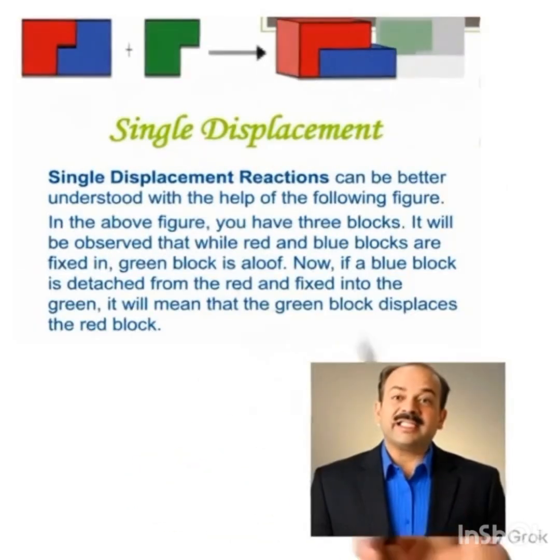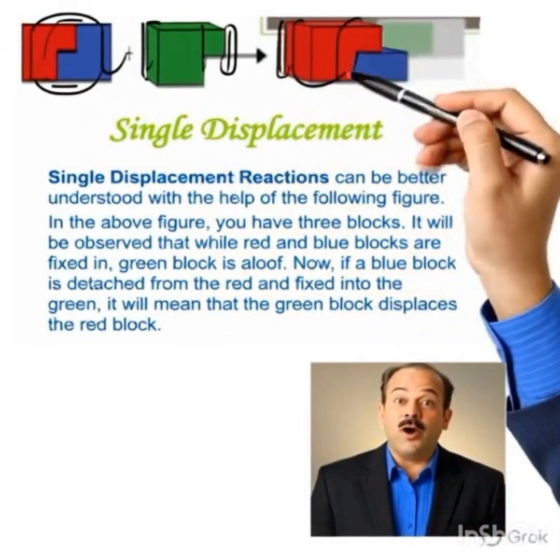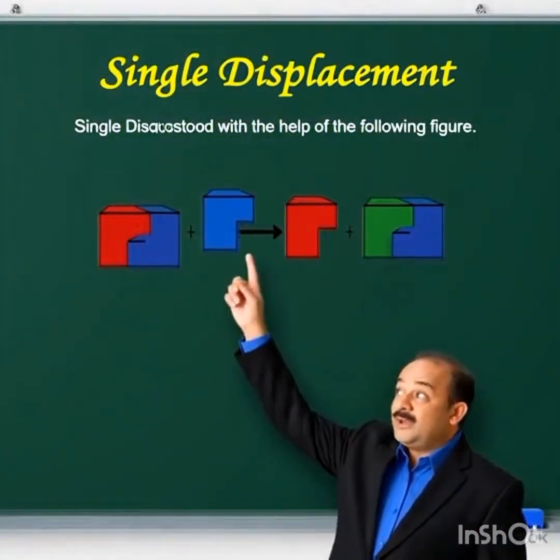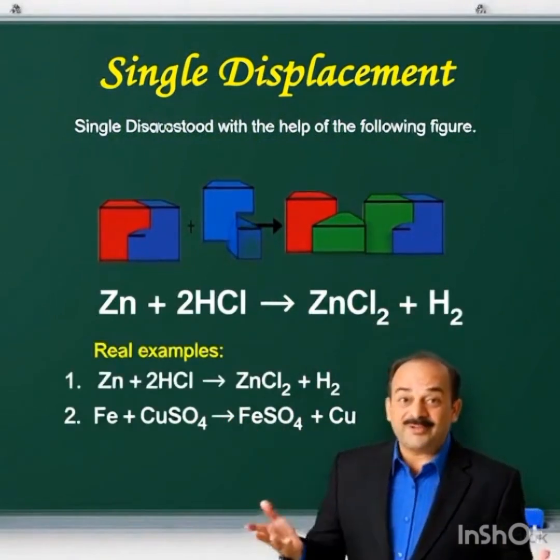Single displacement reactions can be better understood with this figure. You have 3 blocks. The red block displaces the blue block from the red block. Looking at the diagram, a green block displaces another, just as iron displaces copper in copper sulfate.